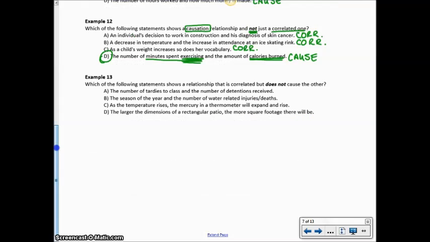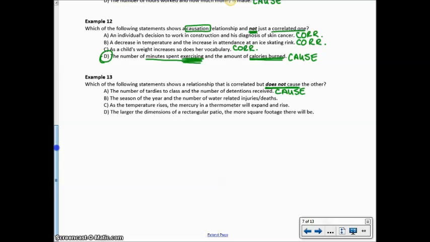All right, next one says which of the following statements shows a relationship that's correlated but does not cause the other. The number of tardies in the class and the number of detentions received. Well, if you are tardy more times and you get more detentions, does that have a causation effect? Yes, it does. And if you say, well, what if they don't write you tardies? Well, you're saying what if, so you can't say that. All right, so the season of the year and the number of water-related injuries and deaths.